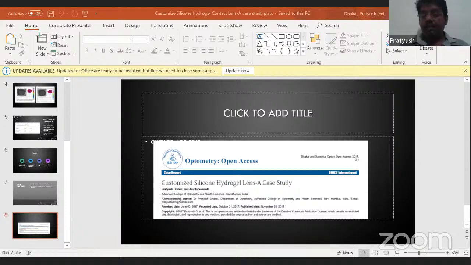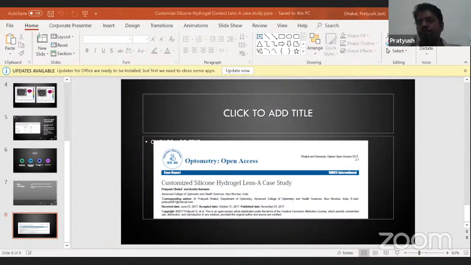But this was one of the first of its kind in entire India. Till then there was no other company that produced a customized silicone hydrogel lens. Presently, a lot of contact lens companies have arrived in India. I think a few of them have started making silicone hydrogel lenses, maybe two or three, not more than that. But there are plenty of companies who make customized hydrogel lenses.